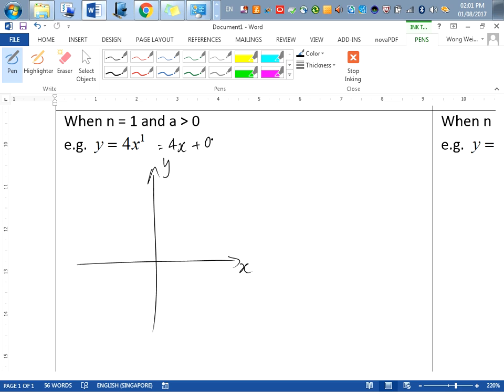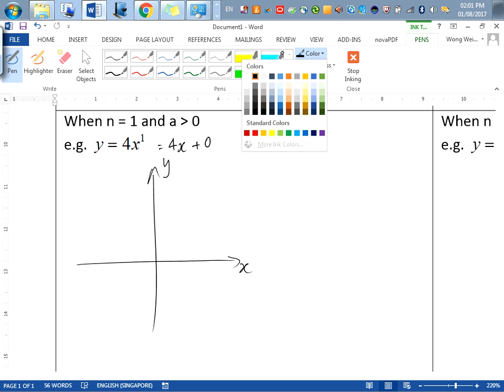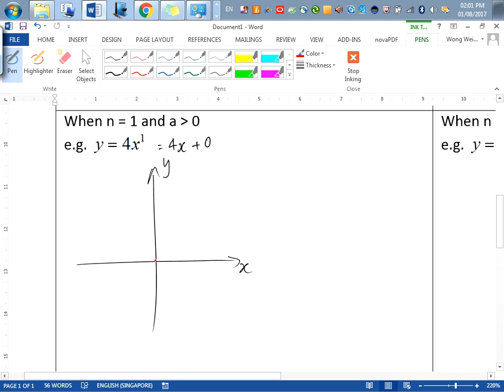Okay, so since the gradient is 4, is it sloping upwards or downwards? Upwards. And you'll pass through this point. You'll pass through 0, 0. So y equals to 4x. This is 0 over here. One straight line.